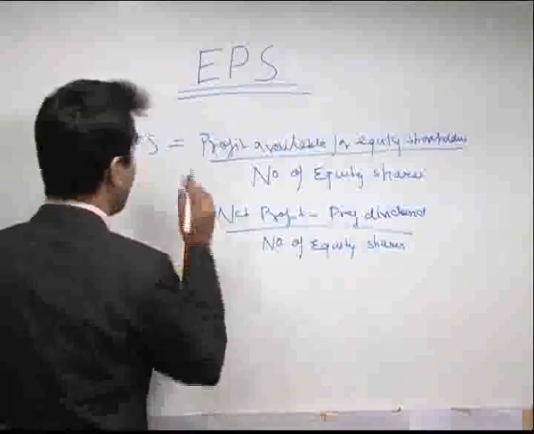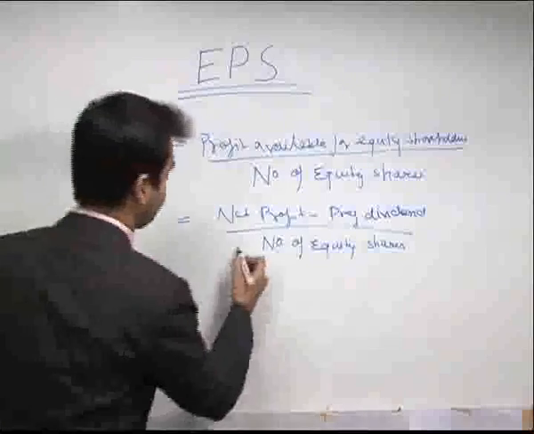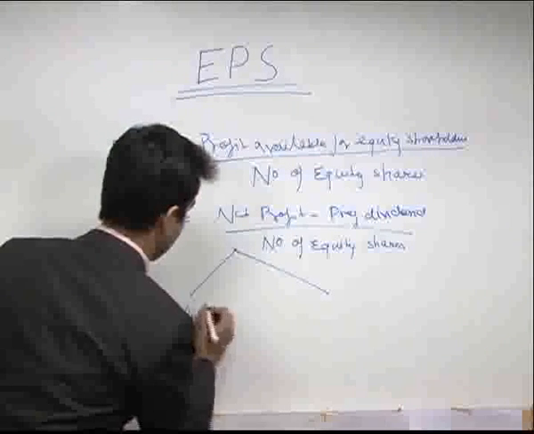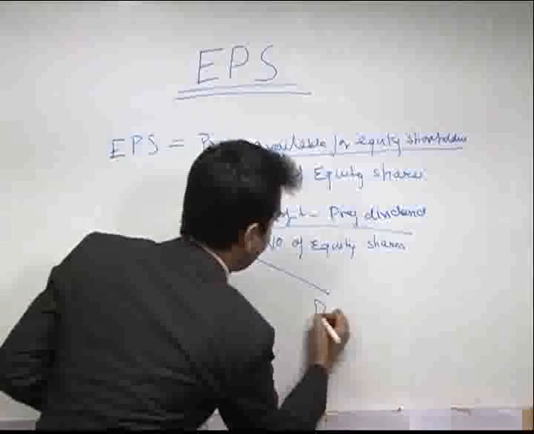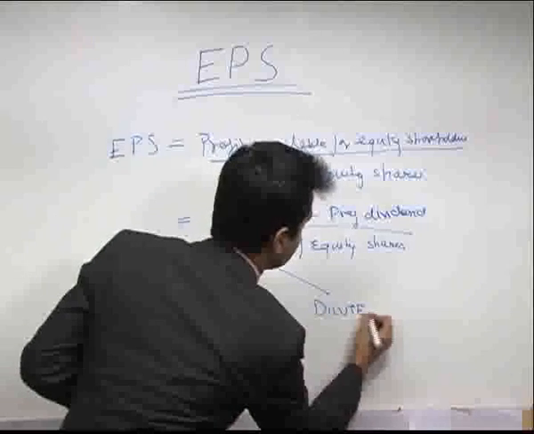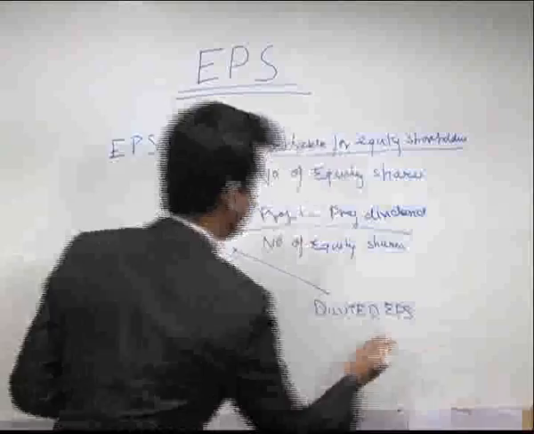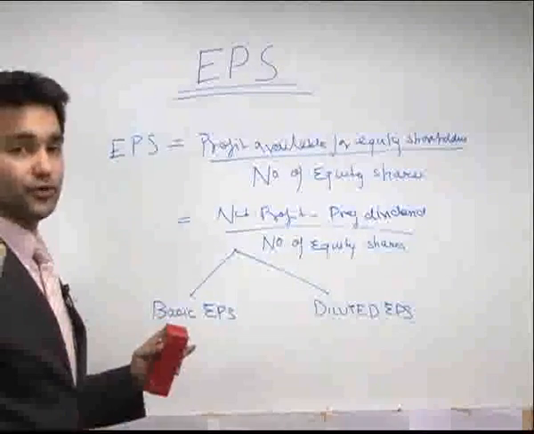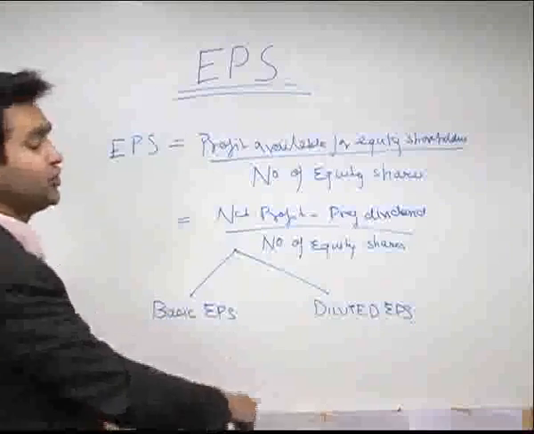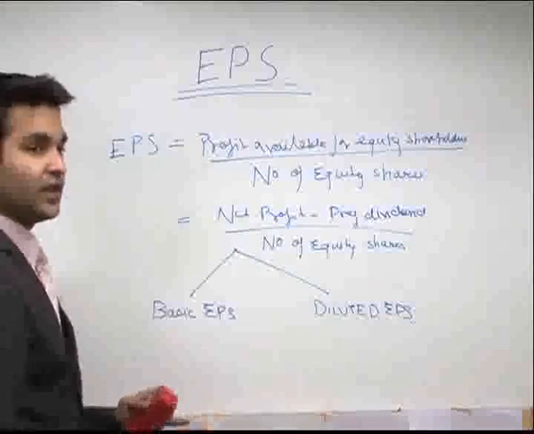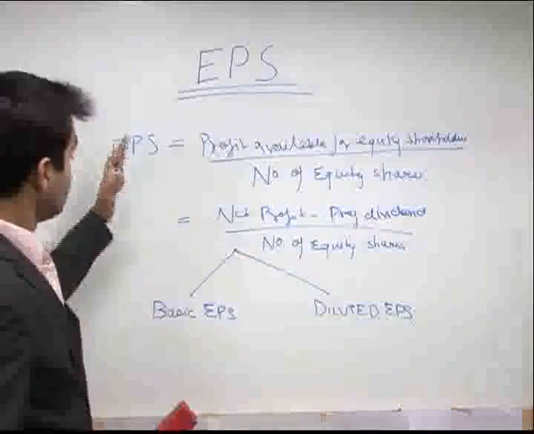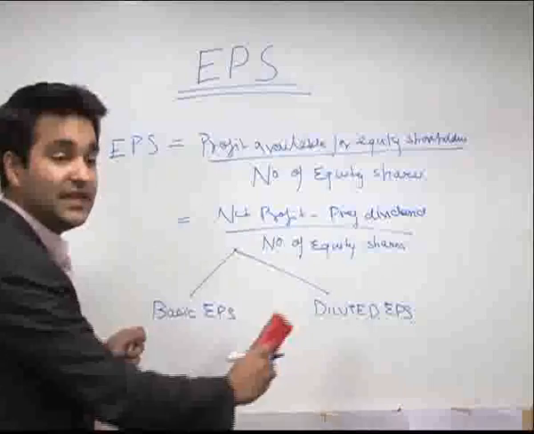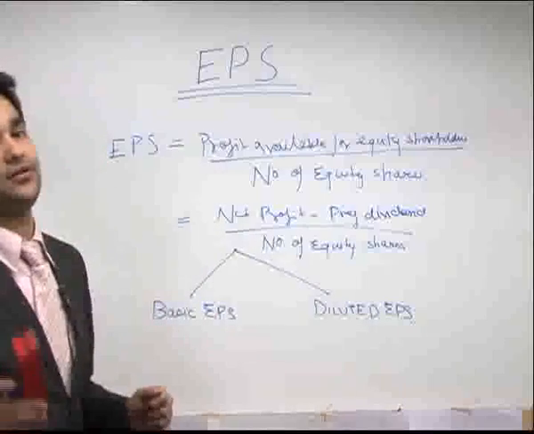Correct. Now earning per share is of two types: basic earning per share and diluted earning per share. So every company generally calculates two types of earning per share in their reports: basic earning per share and diluted earning per share. So these are the two types of earning per share, and today we're gonna discuss what these two types are, what their meanings are and how they are calculated, right?